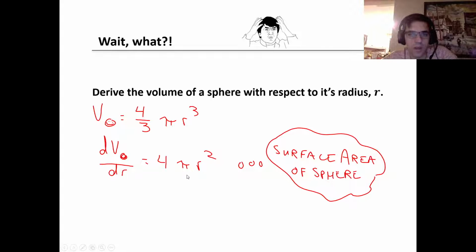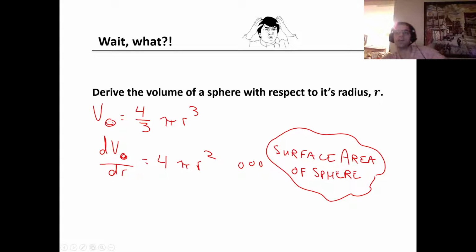Interesting. What about a sphere? Well, the volume of a sphere, this is not a smiley face, this is my attempt at drawing a sphere. The volume of a sphere is 4/3 pi r cubed. Derive that, you get the surface area of a sphere, 4 pi r squared. 3 times 4/3 is 4. Subtract 1 from the exponent. Yeah? Mind blown?